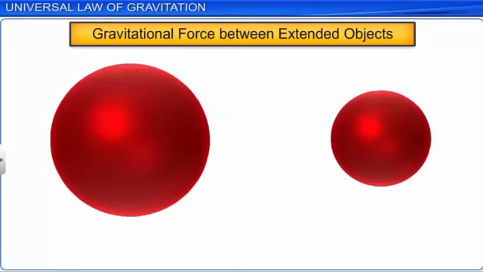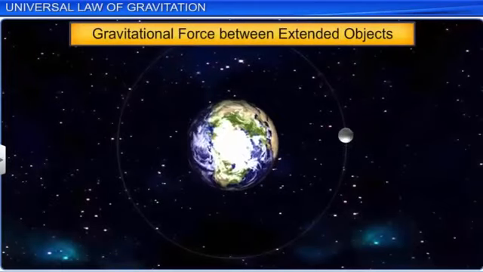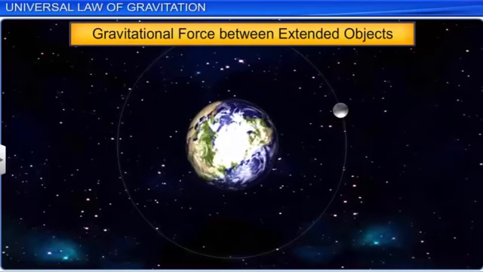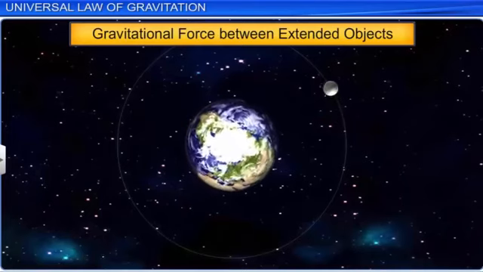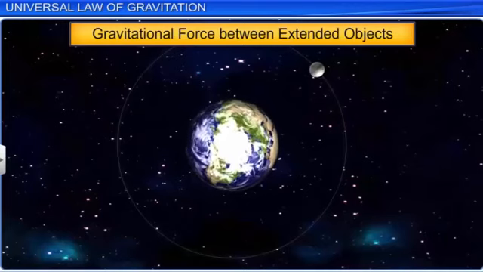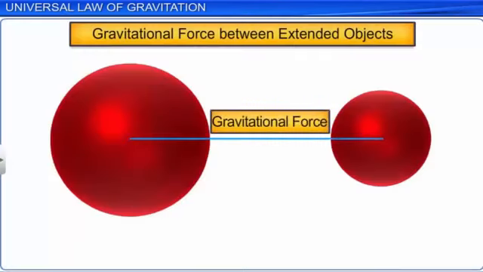Now let's try to find the gravitational forces between extended objects, which are huge in size like the Earth and the Moon. For this, we need to find the vector sum of the gravitational forces of all the particles that constitute the body. This can be obtained by using calculus. When we deal with the gravitational forces between extended bodies, we need to consider 2 special cases.